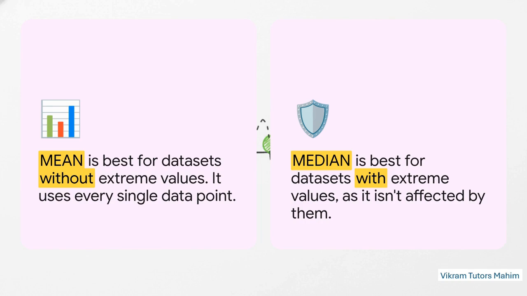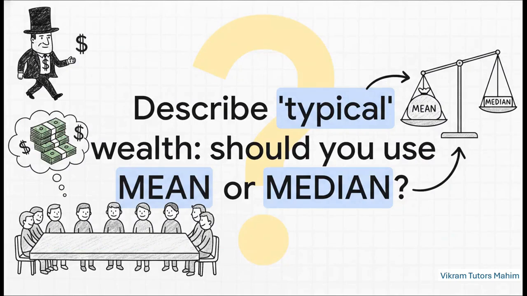The median is like a superhero against outliers because it only looks at the middle number, it completely ignores the crazy ones at the end. So let me leave you with a classic puzzle to really drive this home. Imagine a cafe. There are 9 regular people in there. Then a billionaire walks in.